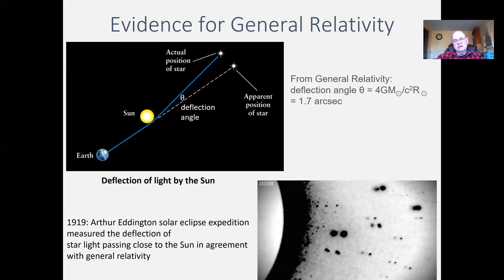There's even a formula in general relativity which can calculate that angle. It involves G, of course, the gravitational constant. Here's the mass of the sun, and here's the speed of light squared, and here's the radius of the sun, okay? So this is what would calculate what that angle would be.